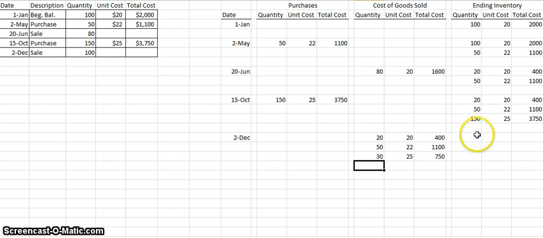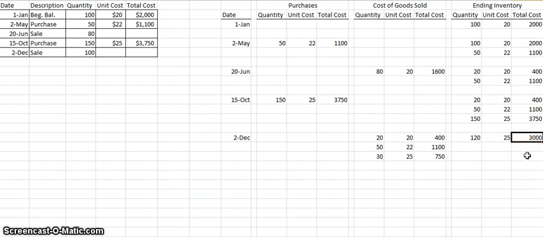Now again, I want to update this inventory. Alright, we don't have the 20 anymore. We sold all of them. We don't have the 50 anymore. We sold all those. And we sold 30 out of the 150. So we have 120 units left at $25 a piece for a total of $3,000. So now if I ask, what's the ending inventory cost? What's going to be on the balance sheet? Well, it would be $3,000.